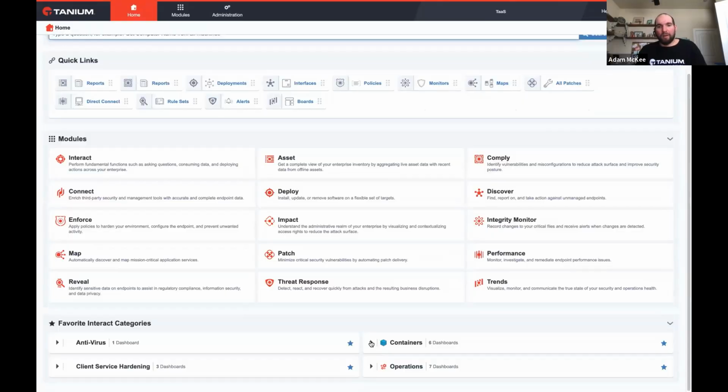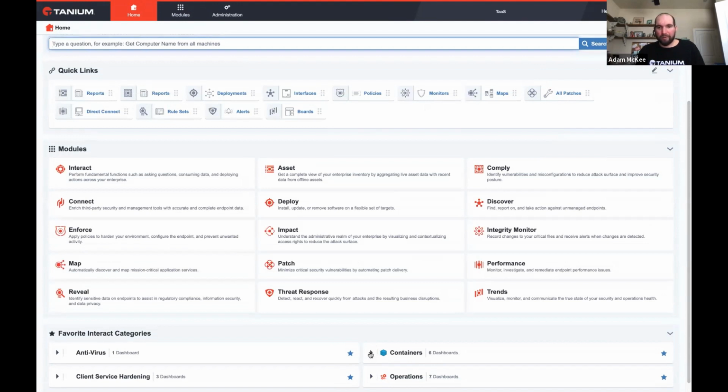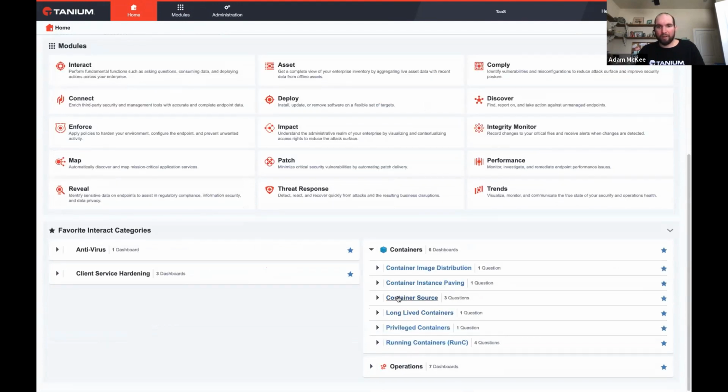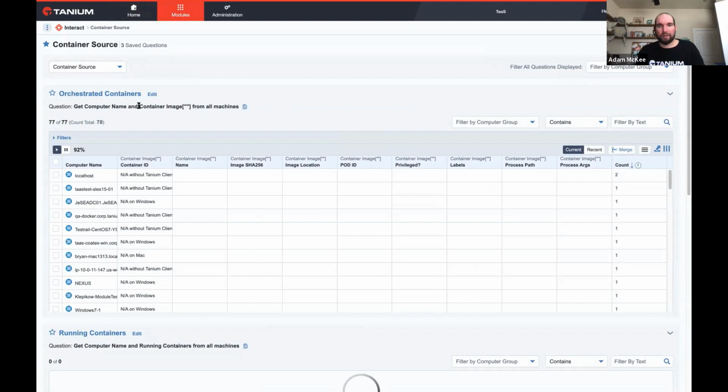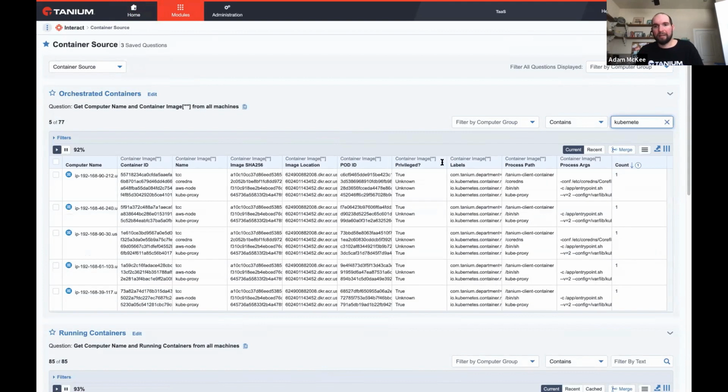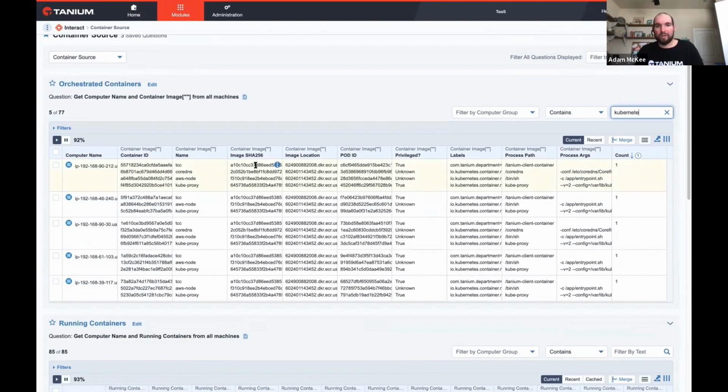Nice. Now, I think there's some dashboards as well. Is that right? Yes, Ashley, we do have some good content from a dashboard standpoint. So you can see here, I've already favorited the containers category, and you can see some of the container source dashboard, for example, and see what we have here. You can see that we have 3 saved questions, and we actually start with orchestrated containers because that's where most of your containers probably lie. You can start to see some of the same questions that we looked at before, and understand what's the image hash, what pod is it running in, and so on.